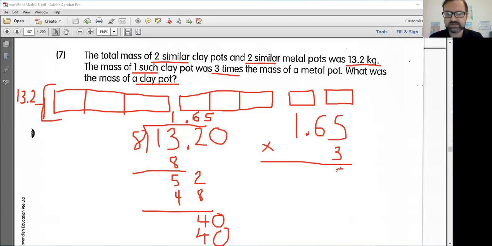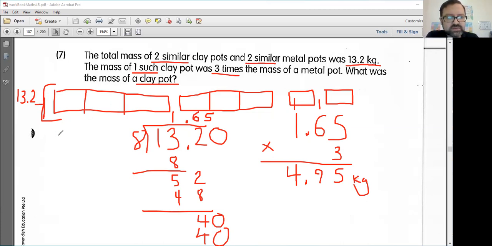5 times 3 is 15. Carry the 1. 6 times 3 is 18 plus 1. Don't forget your decimal point. Whoops, I'm confusing myself. And don't forget to carry your 1, Teacher Ramsey. All right, 1 times 3 is 3. I should end up with 4.95 kg. And let's make sure we check our math.